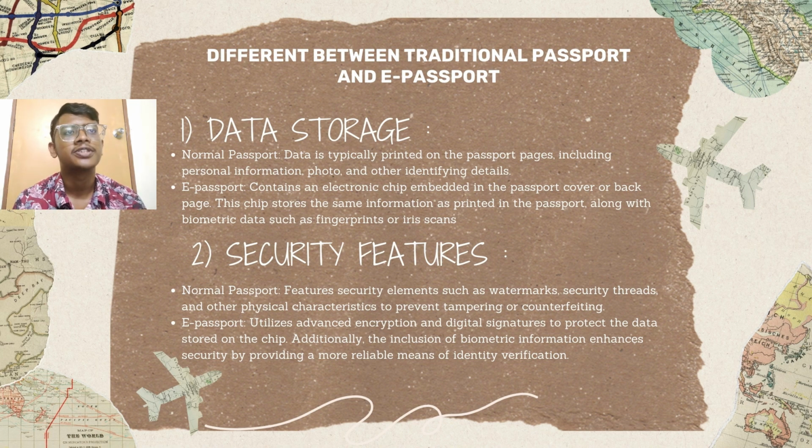Secondly, the security features. Normal passports feature security elements such as watermarks, security threads and other physical characteristics to prevent tampering or counterfeiting. But an e-passport utilizes advanced encryption and digital signatures to protect the data stored on the chip. Additionally, the inclusion of biometric information enhances security by providing a more reliable means of identity verification.